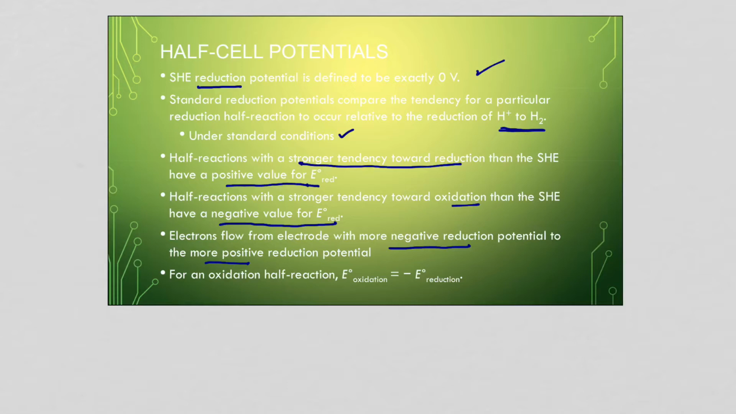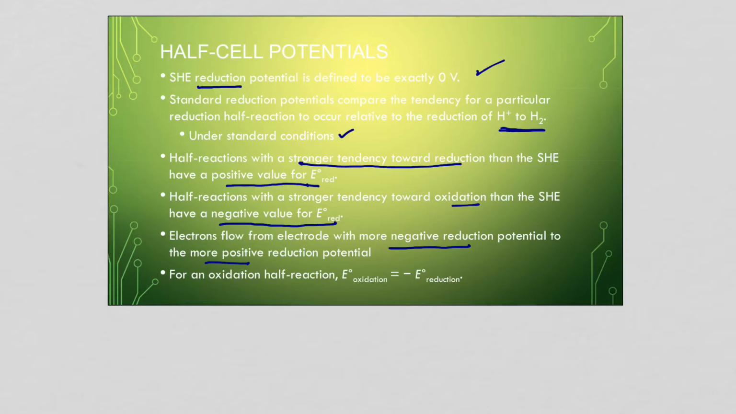Now, we use the term positive and negative, but it's important to remember these could both have positive potentials, right? They're going to flow from the one that is lower, that might be negative or it might just be a small positive, to one that has a more positive reduction potential.